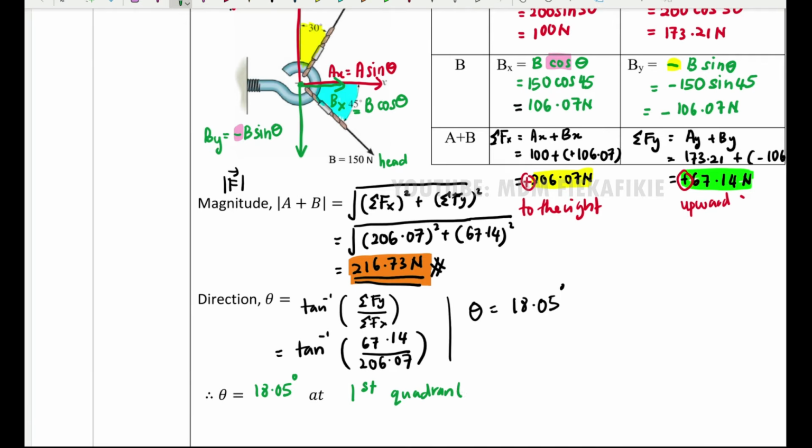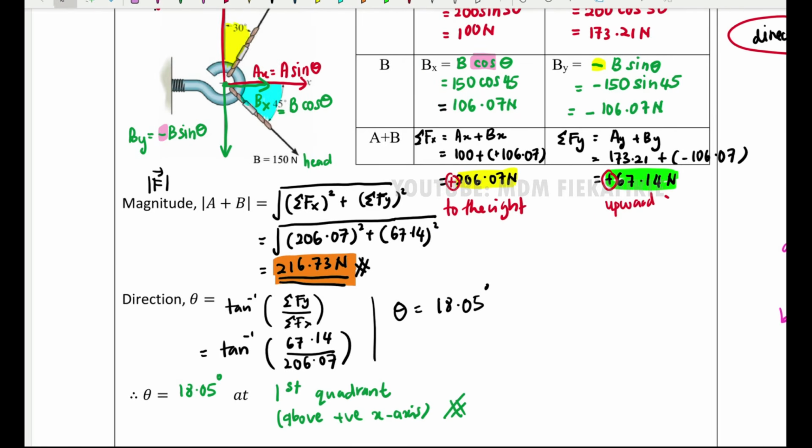Okay. Kita tahu tadi dekat first quadrant, ataupun kita kata 18.05 degree above positive x-axis. Mana-mana pun boleh. Okay. So, finish question number 1.